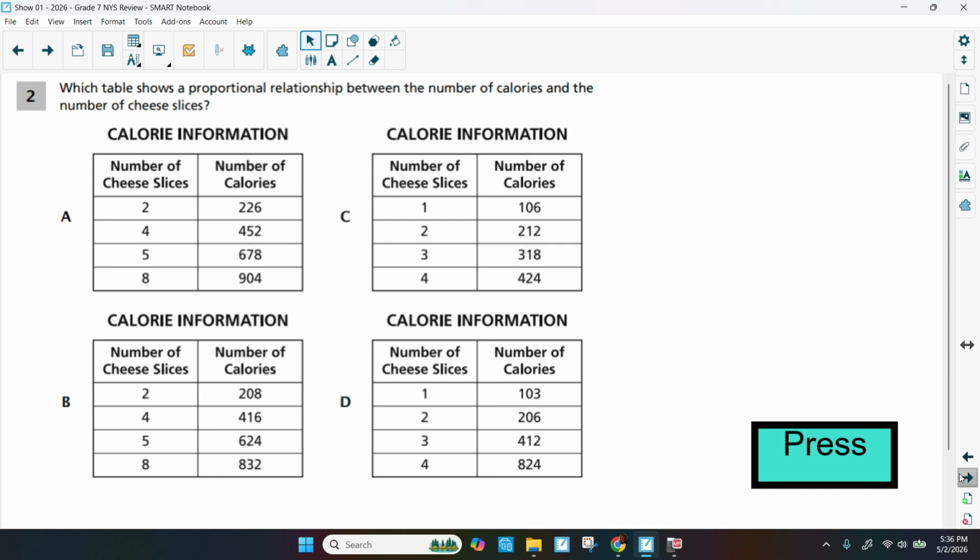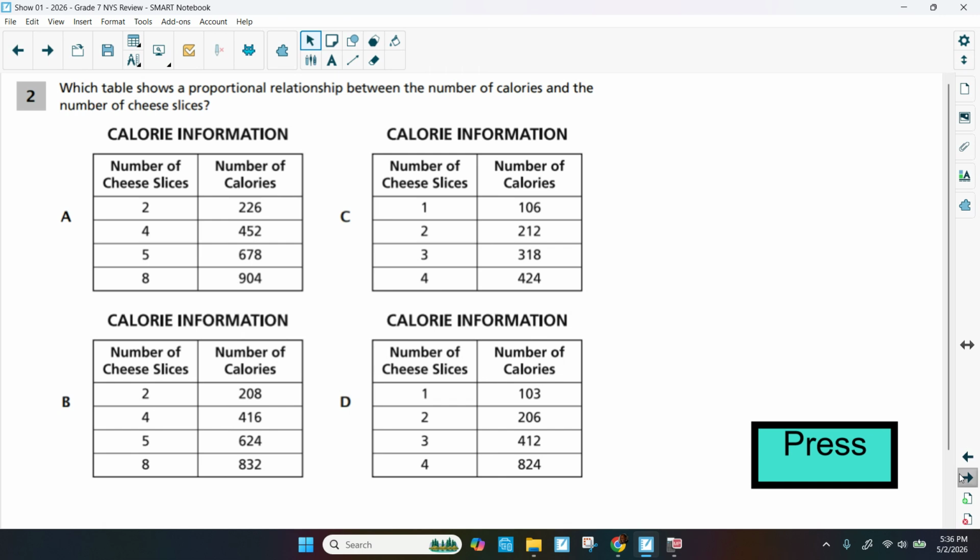All right, let's get started. Here we have question number 2 from the 2025 7th grade exam. It says, which table shows a proportional relationship between the number of calories and the number of cheese slices?